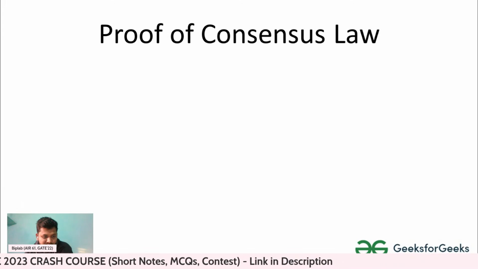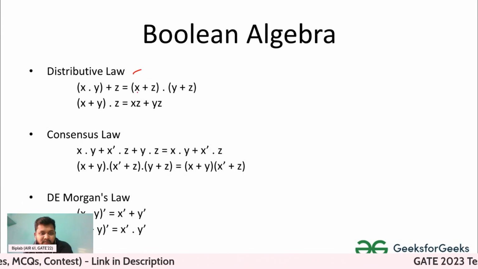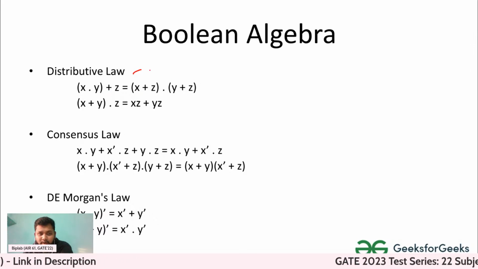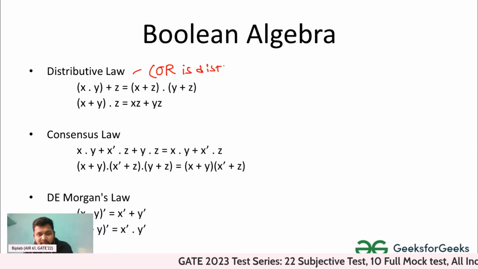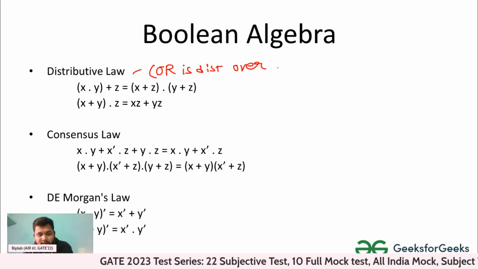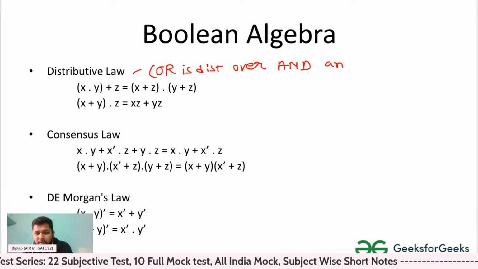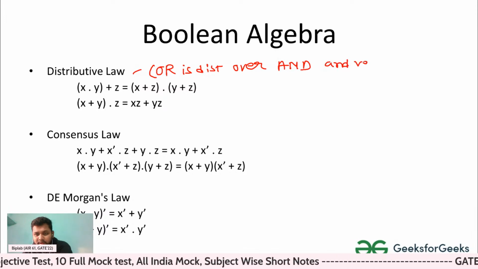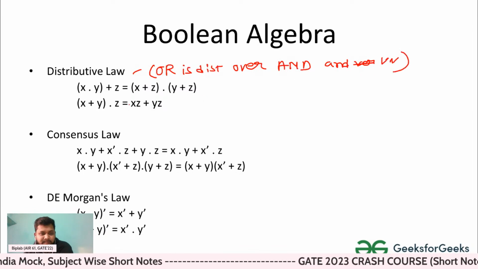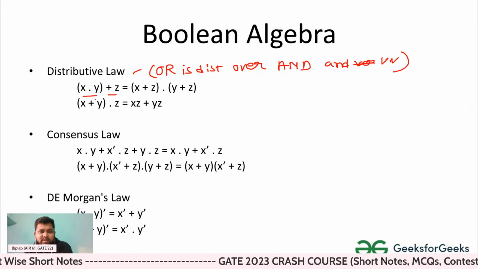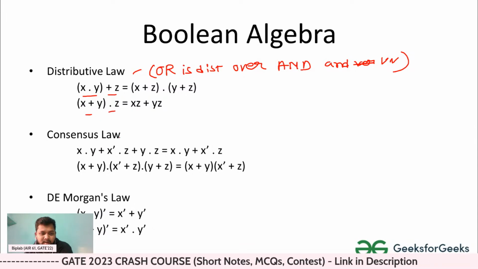Let's see some of the important formulas. The first one is the distributive law. OR is distributive over AND and vice versa. Okay, both ways it is true. OR is distributive over AND, and AND is distributive over OR.